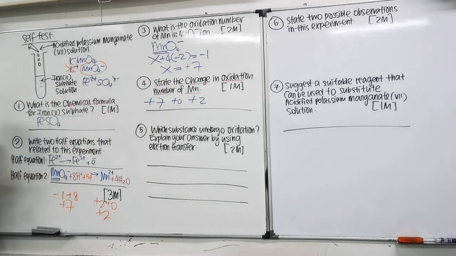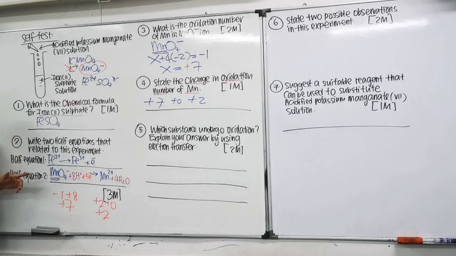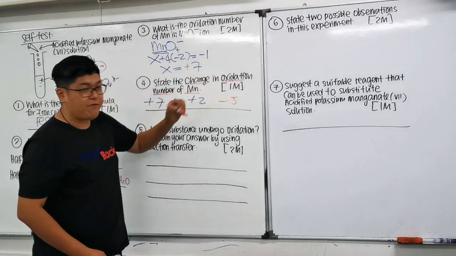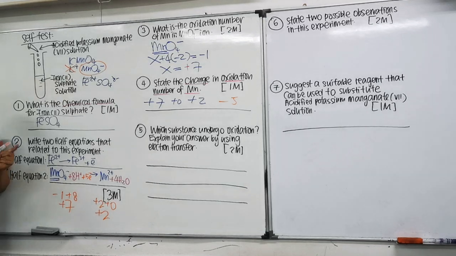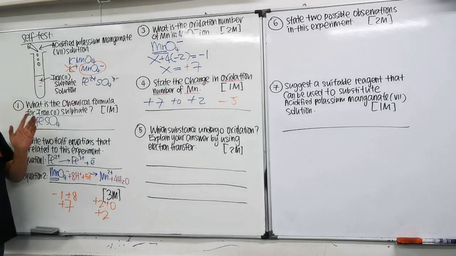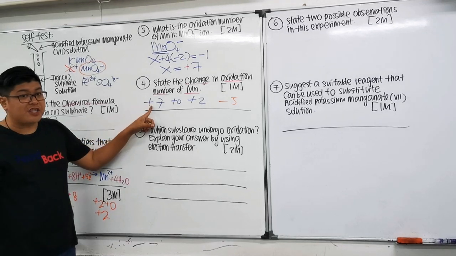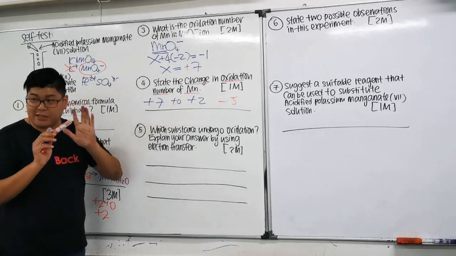No problem. Write this. Don't do too much. Some of you do too much. Some of you do this: plus 7 becomes plus 2, they decrease by 5, so you just write minus 5. Don't do that. That's too much. Do you feel that? When they ask for change in oxidation number, just tell me what the original oxidation number is and what the final oxidation number is. That's all.